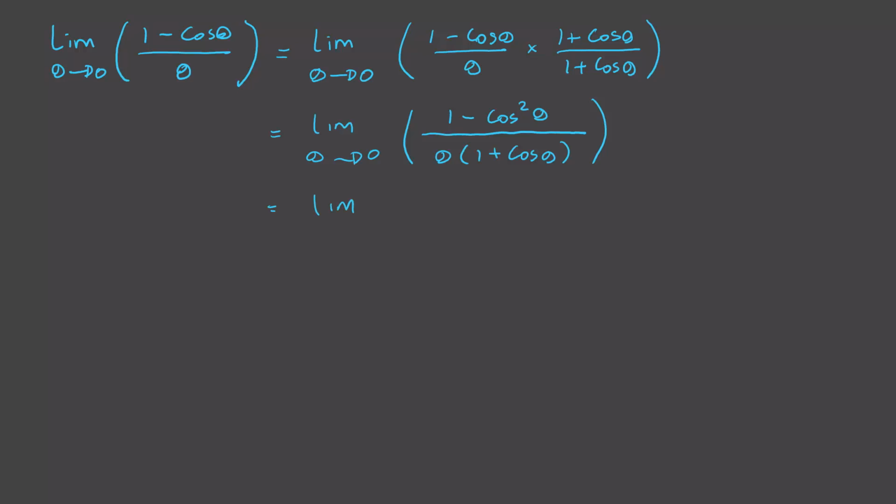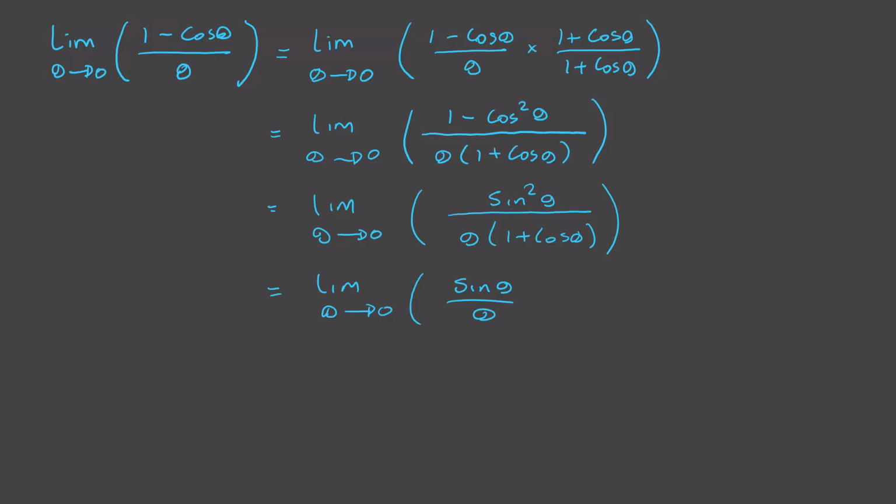So we haven't really done anything with the bottom as such. But we know our trigonometric identities. 1 minus cos squared theta is sine squared theta. And so we get this. What I'm going to do is split the fraction again into another product. I'm just going to have sine theta over theta here. And then over here, I'm going to have the other sine theta, and I'm going to put that together with the 1 plus cos theta.